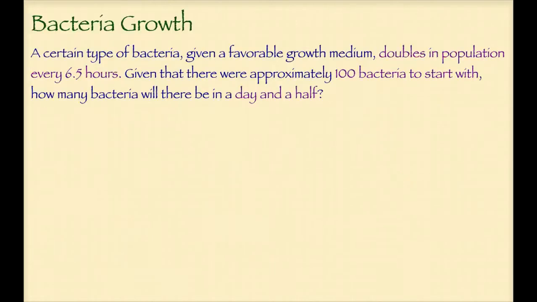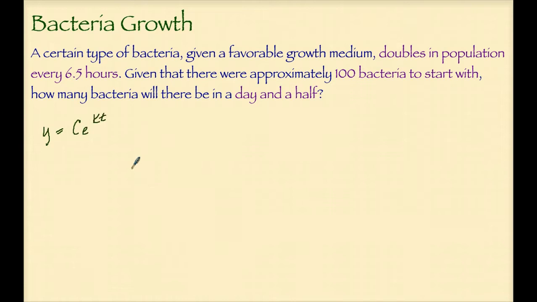In this example, we'll apply the exponential growth model to bacteria growth. A certain type of bacteria, given a favorable growth medium, doubles in population every 6.5 hours. Given that there were approximately 100 bacteria to start with, how many bacteria will there be in a day and a half? As we know, the general solution will look like this. y equals Ce^(kt).